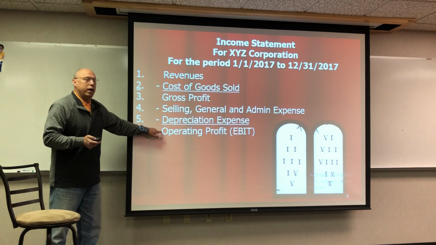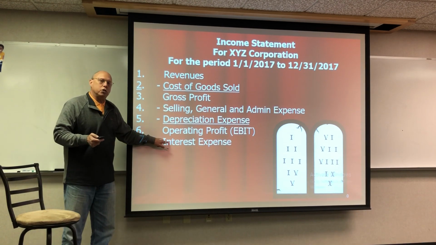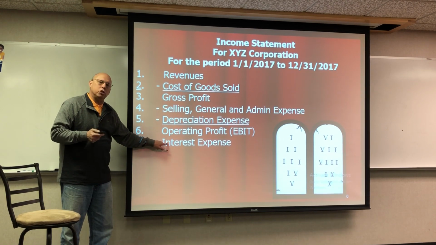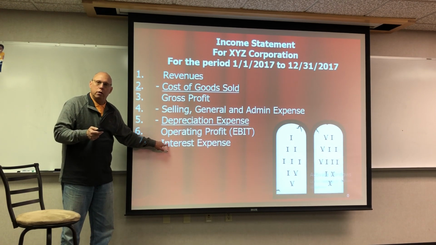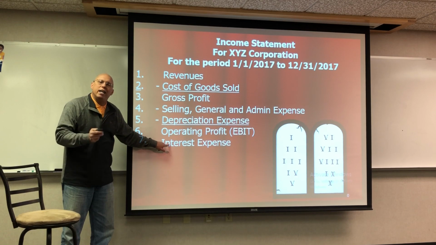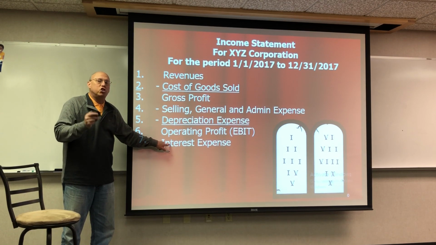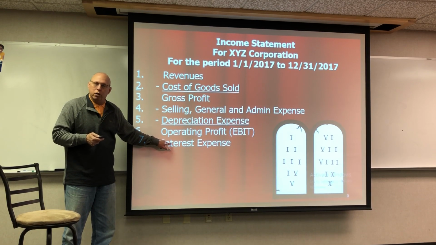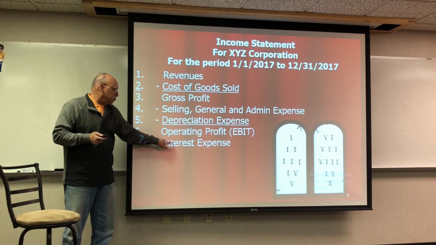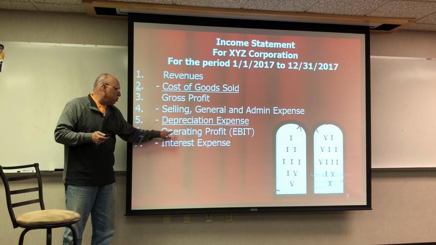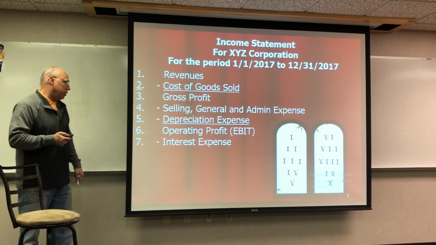All right, so that's operating profit. Then we have interest expense. Notice that interest expense comes after operating profit because interest expense is related to what? Borrowing. Borrowing is not an operating cost or expense. It is a financing cost, and that is a separate decision. And where do we find financing? On the balance sheet. You find the liabilities on the balance sheet. So that is not an operating decision. That is a financing cost, and that comes after operating profit.